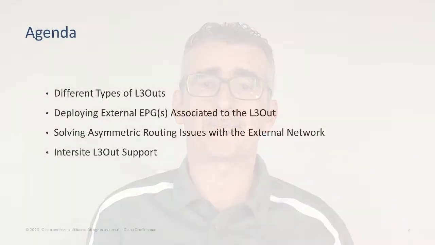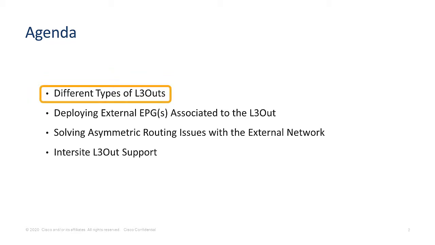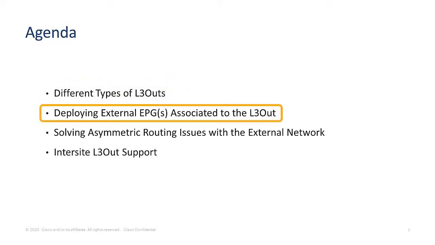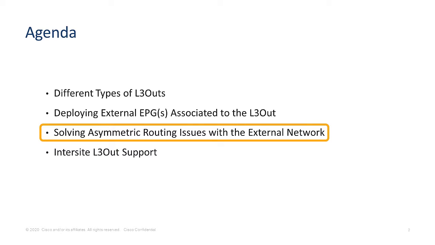In this module of the ACI multi-site training, we're going to cover how to connect the multi-site domain to the external layer 3 network. We will cover initially the different types of L3 outs that are supported with ACI. We'll clarify what the L3 out is and what the characteristics of each type of L3 out are. We'll then discuss how to deploy external EPGs associated to these L3 outs, specifically in a multi-site deployment.